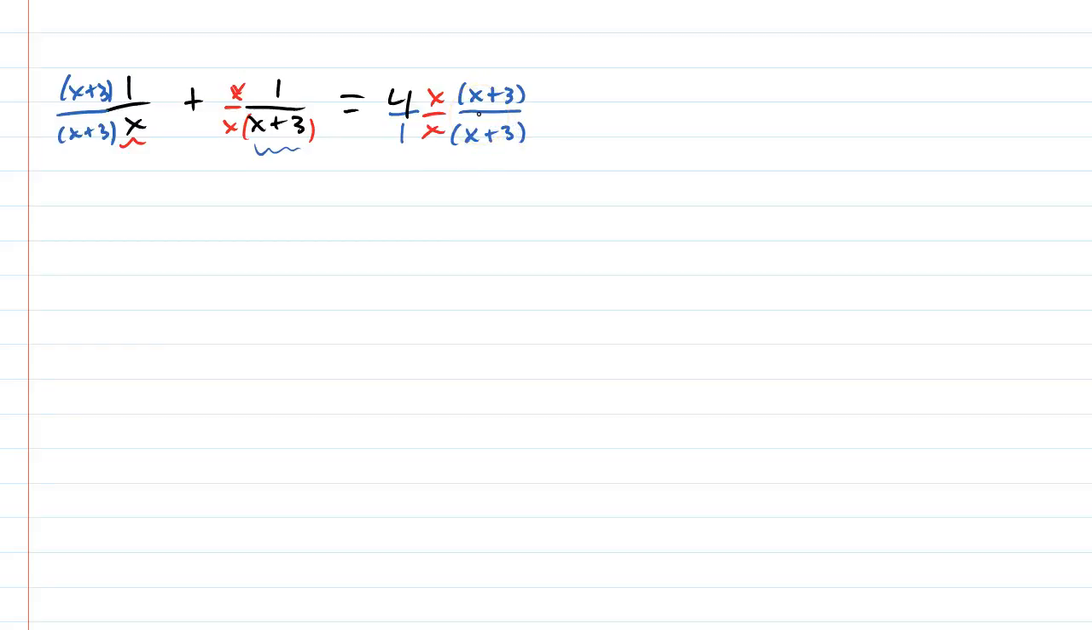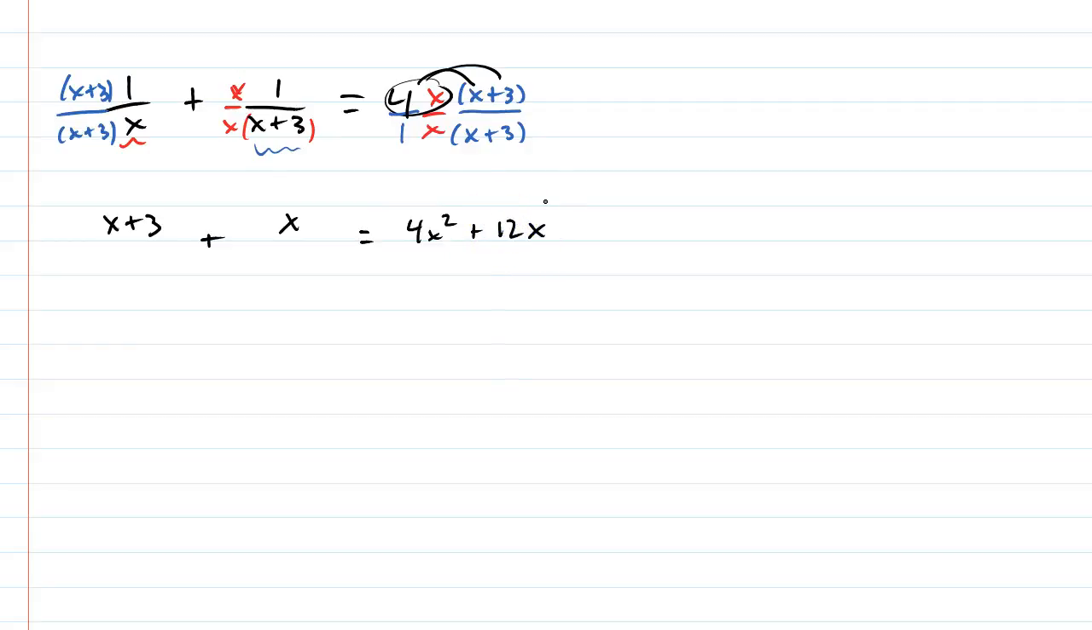Now, if you look at all the denominators, they all have x times x plus 3. So I'm going to rewrite all the tops in a neater way. This is just going to be x plus 3. This is just going to be x, and this is going to be 4x times x plus 3. So this is going to be 4x squared plus 12x.